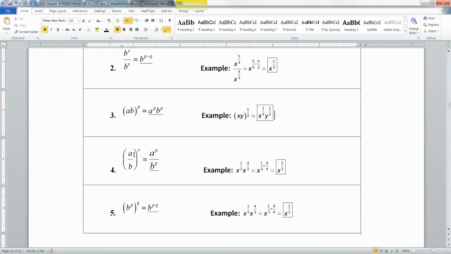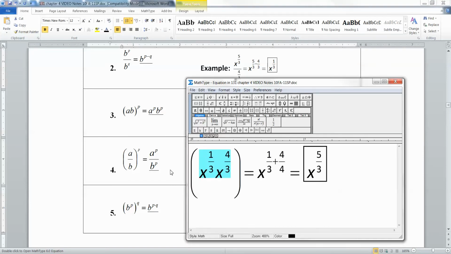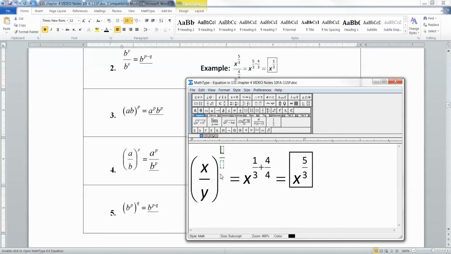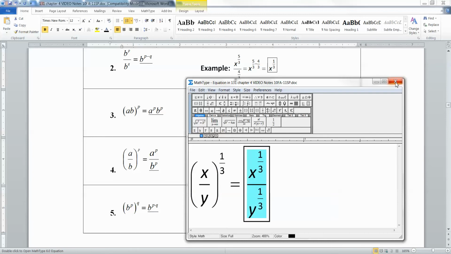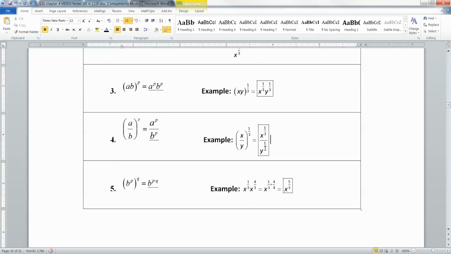Okay, now you can also distribute the power across division like this. So let me give you an example. Suppose we had x over y all to the 1/3 power. Okay, so that would be x to the 1/3 over y to the 1/3, like that. You can distribute and take each one of them to their own fraction power. I don't know why you'd want to, that kind of makes things messy, but you know, you could do it. Actually, you do want to because it helps simplify things if you really want to know.